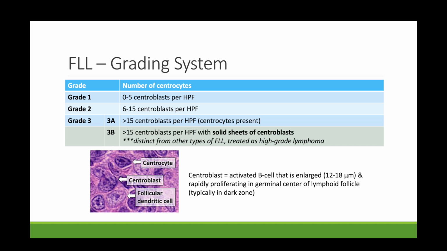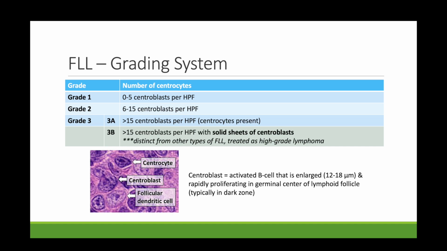So follicular lymphoma is graded based on the number of centroblasts. And I tried to include a picture to elaborate on what a centroblast is. It's basically an activated B cell that is enlarged and rapidly proliferating in the germinal center of a lymphoid follicle, so typically in the dark zone of a lymph node. And so it's graded based on the number of centroblasts.